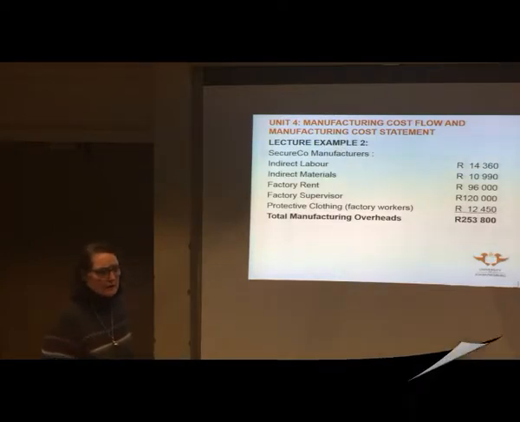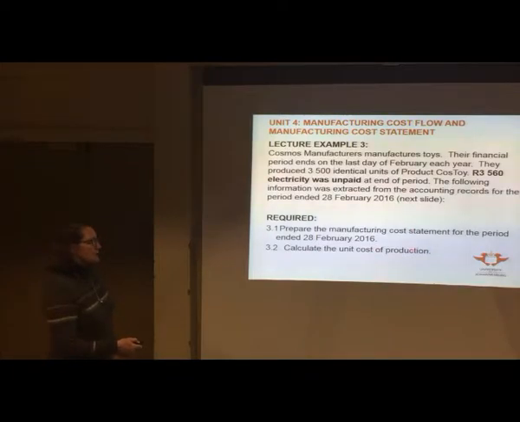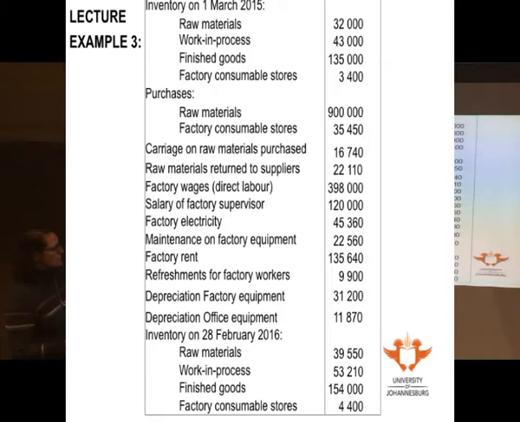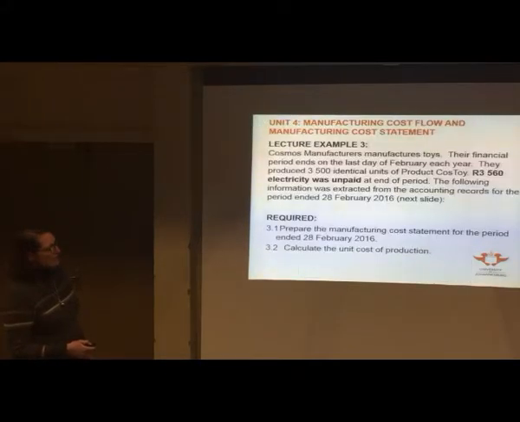Factory. Yeah. You are producing 3,500 identical units, and at the end I ask you to also calculate the unit cost of production. So you're going to prepare the manufacturing cost statement, but there's also an amount of electricity unpaid at the end of the period that relates to the factory. So you're going to need to add this electricity into your costs. You've been given a whole list of costs, okay? There's the factory electricity of 45,360. So you need to add the unpaid 3,560 to it as well, okay? Because we're accruing for it because it related to the period of manufacture. So we're going to do it on that basis.